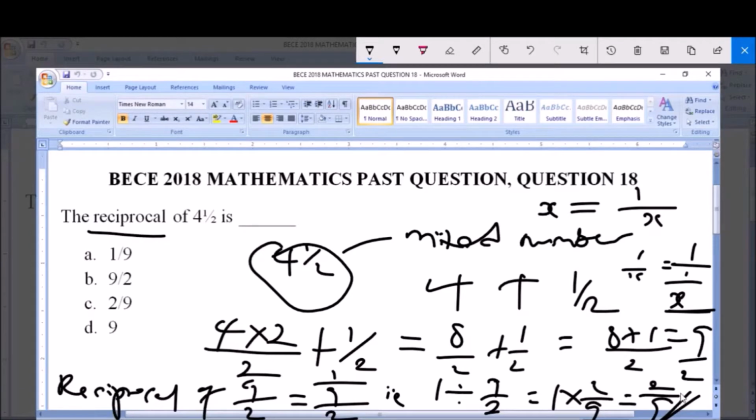Now let's go to our options and check which of these corresponds to our answer. A here says 1 over 9, which is wrong. B says 9 over 2, which is wrong. C says 2 over 9, which is correct. And D says 9, which is wrong. So therefore, our answer is C, 2 over 9.